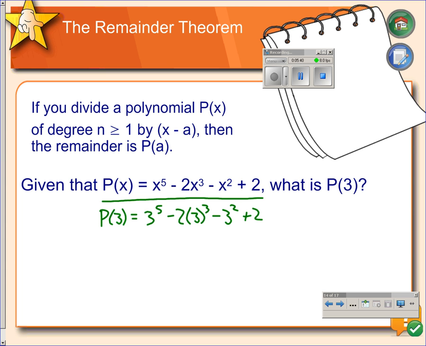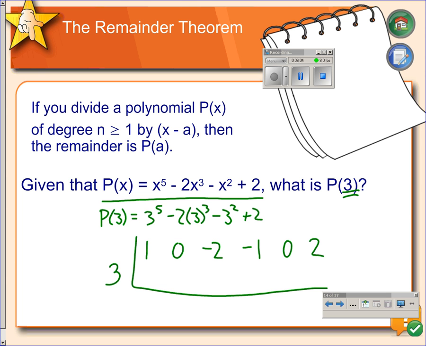So we're going to put out our coefficients. The coefficient on x to the 5th is 1. X to the 4th is missing. X to the 3rd is negative 2. X to the 2nd is negative 1. X to the 1st is missing. And our constant term. Okay? Our number is 3. That's already the 0. There's no factor involved, so I'm going to use the 3 right here.